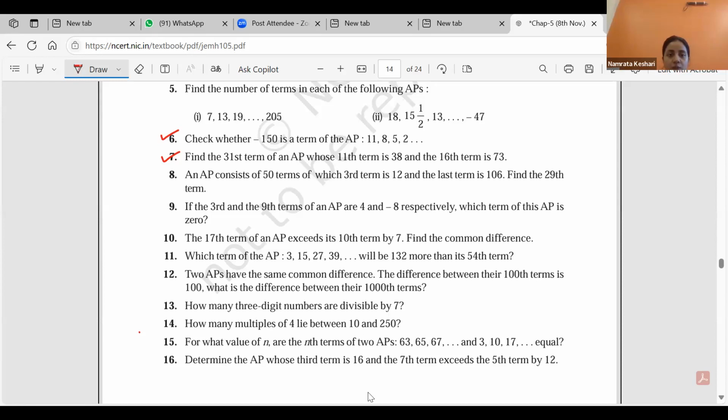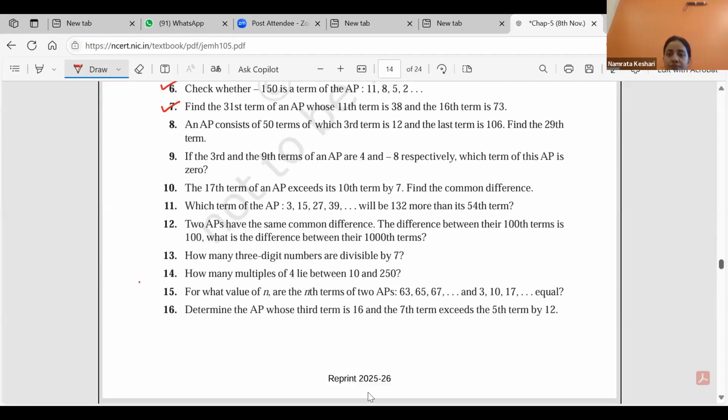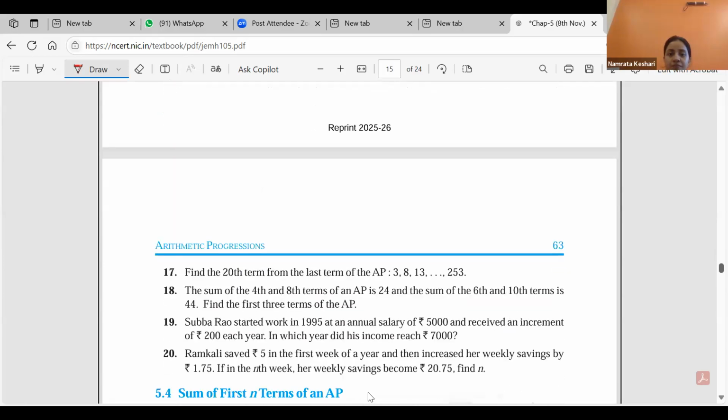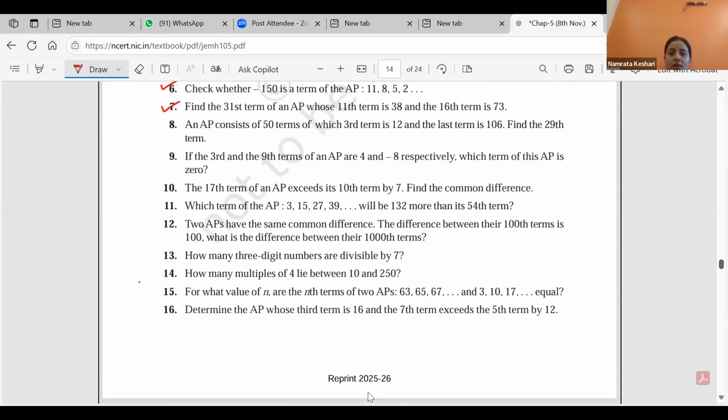Let me check which one you will do by yourself. Okay, let's continue. Number 8 we'll be doing today. Let's read it carefully. Everyone, please turn on your camera.